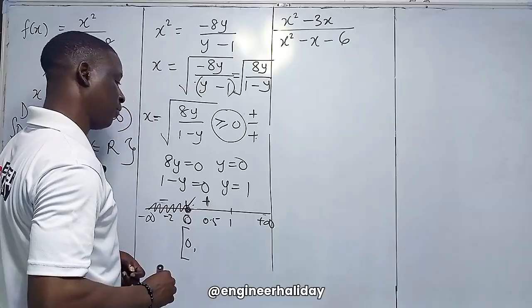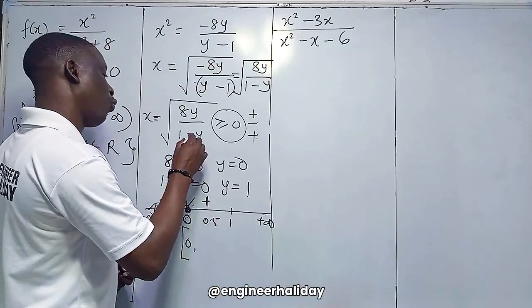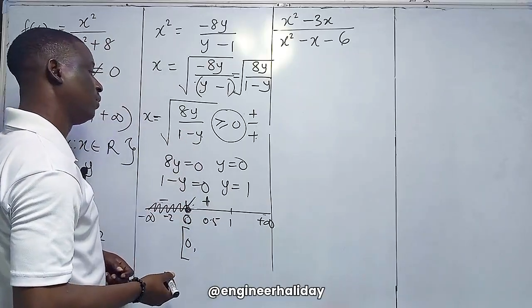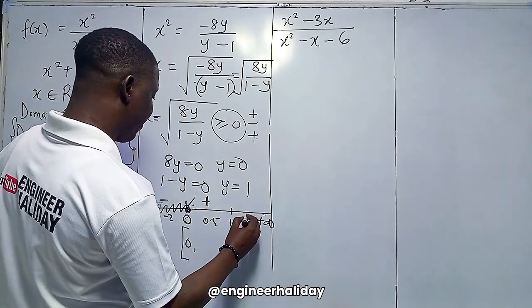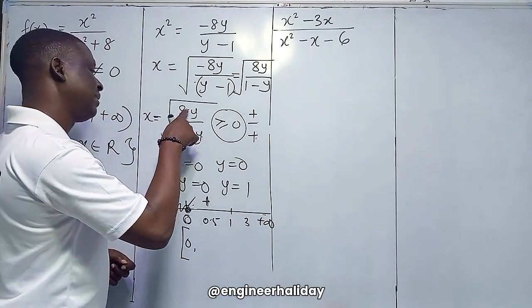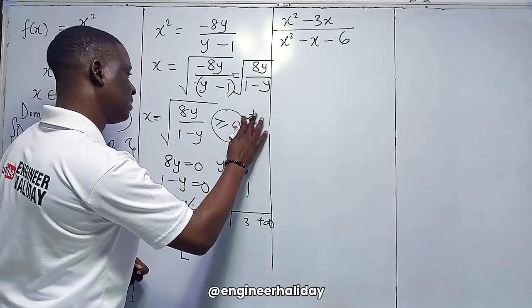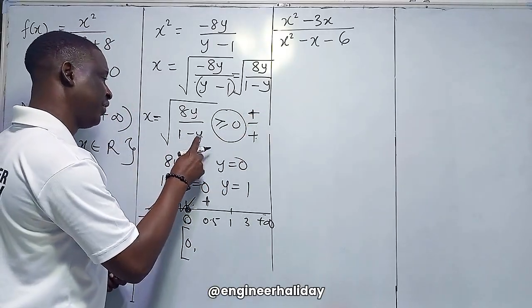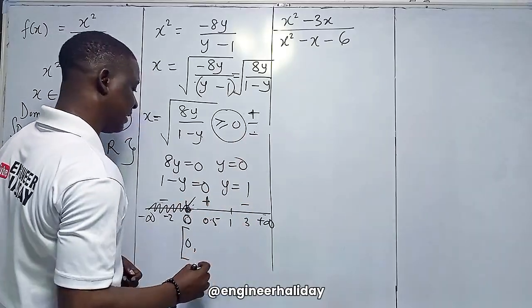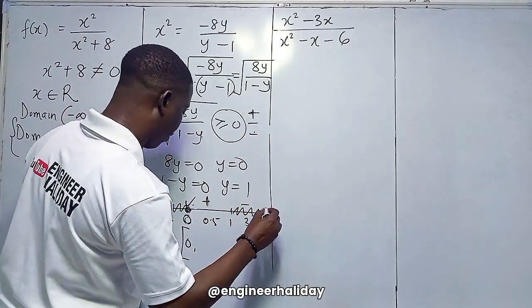This one is valid for 0. Then let's pick 1. 1 minus 1 is 0, so it should not work. Let's pick any number here. If I pick 3, 3 times this is what? It's 24, which is positive. 1 minus 3 is what? Negative. So here is negative. It's never going to work here.